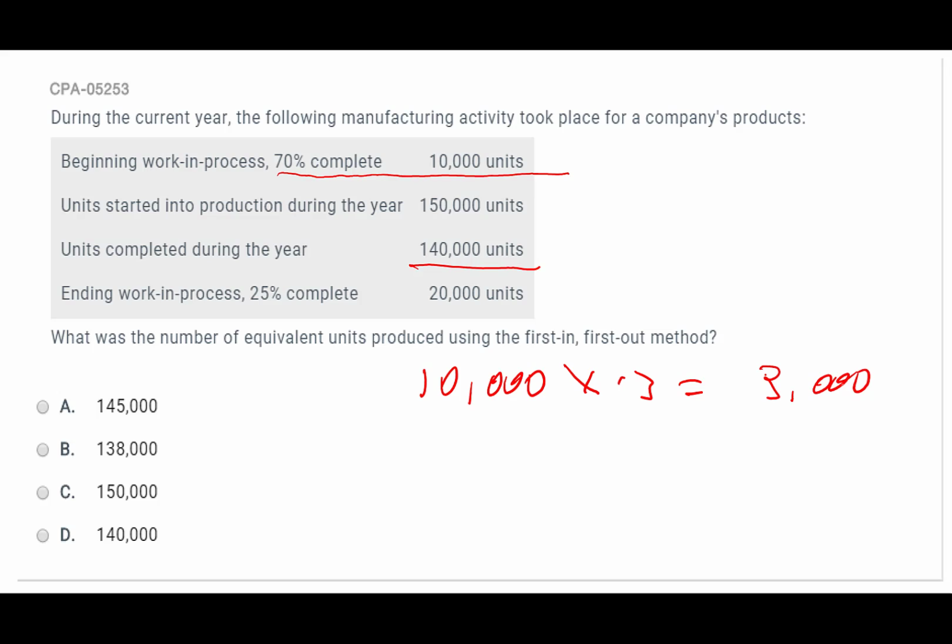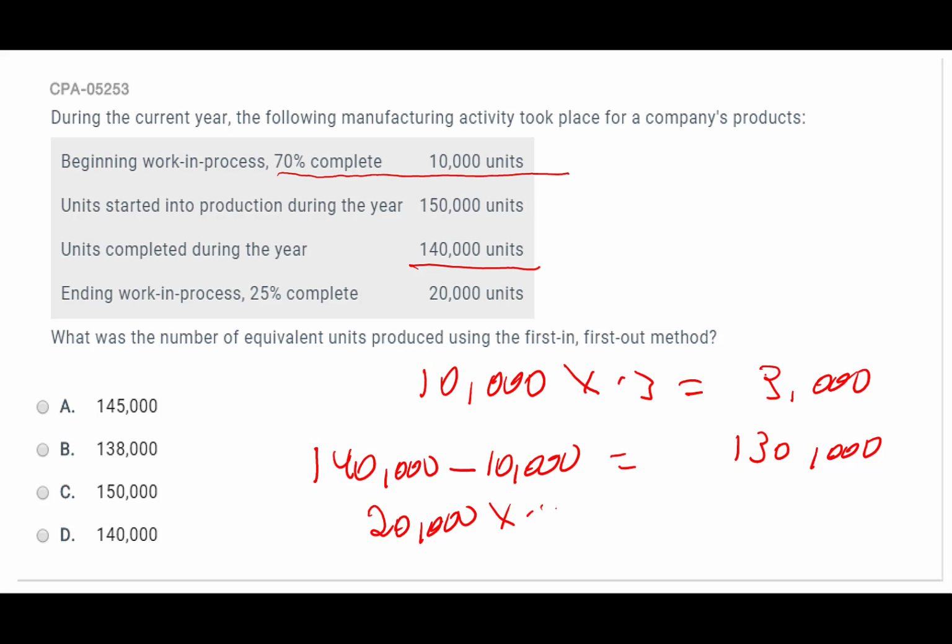Okay, then what? Then I take the 140 units completed, but included in there are the 10,000 that were already in process at the beginning of the period, right? So I have to subtract those out. So I really started and completed 130 units, right? 130,000 units. And then just like I did for weighted average, now I give myself credit for what I've done this period on the ending inventory. 20,000 times what? 0.25. That gives me 5,000. So I guess this answer is 138,000.